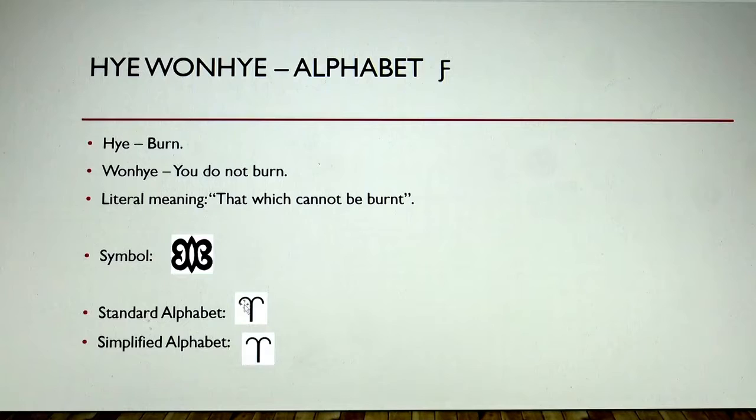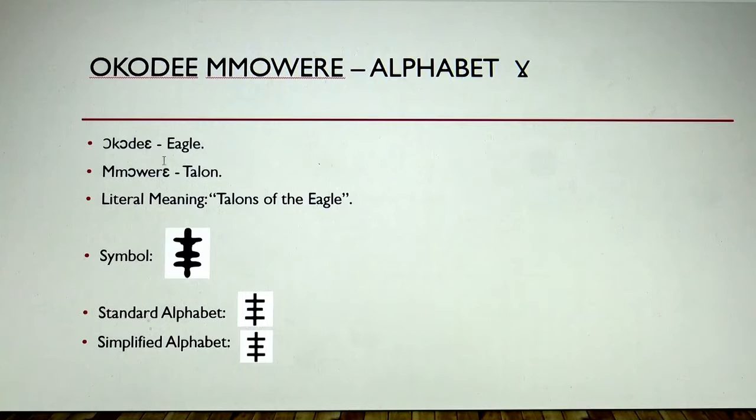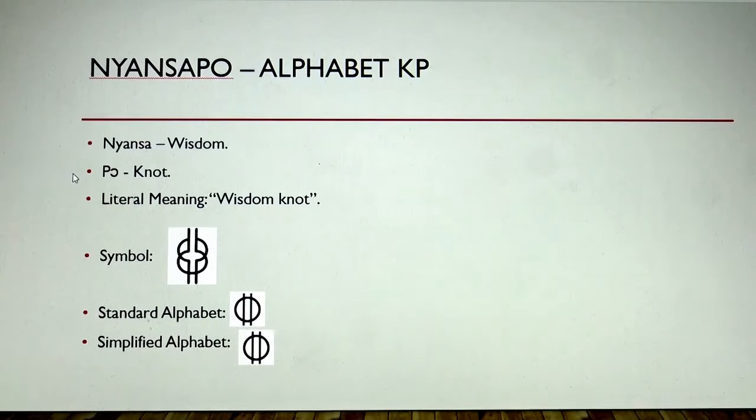Mate Masie is alphabet GB. Mate, I hear, masie, I keep. Literally meaning what I hear, I keep. This is the symbol and this is the alphabet. Okodee Mmowere, alphabet Gamma. Okodee is eagle, mmowere talon. Literally meaning talons of the eagle. This is the symbol and this is the alphabet. Nyansapo, alphabet KP. Nyansa, wisdom, po, knot. Literally meaning wisdom knot. This is the symbol and this is the alphabet.